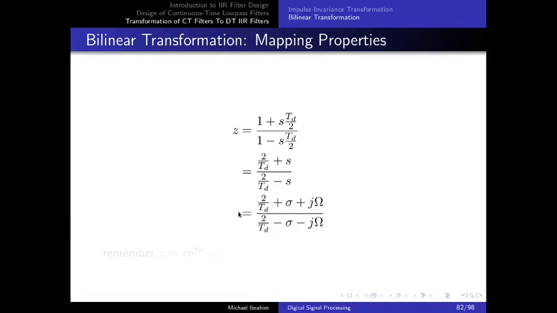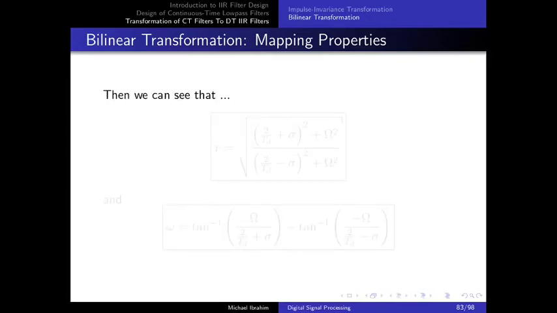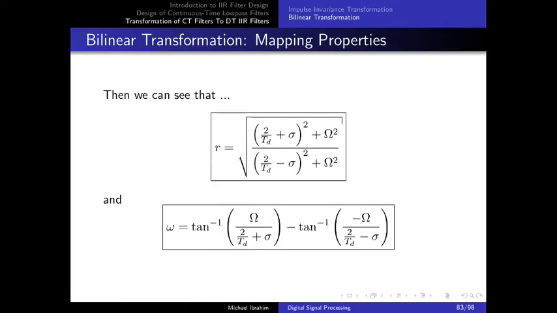Now we can replace s by sigma plus j omega. So z will be equal to (2/T_d + sigma + j omega) / (2/T_d - sigma - j omega). But don't forget, z is r e to the power j omega. Therefore, we can find the relation between r and lowercase omega and sigma and uppercase omega as follows. These equations can be found very easily.